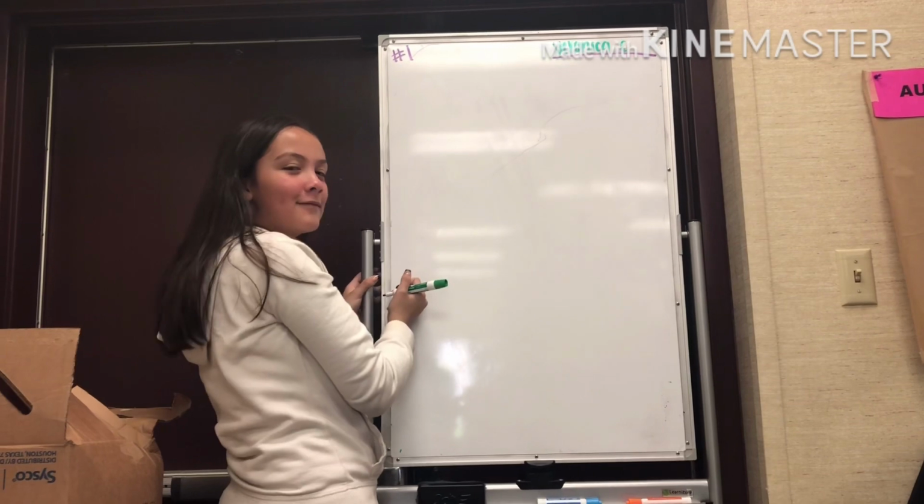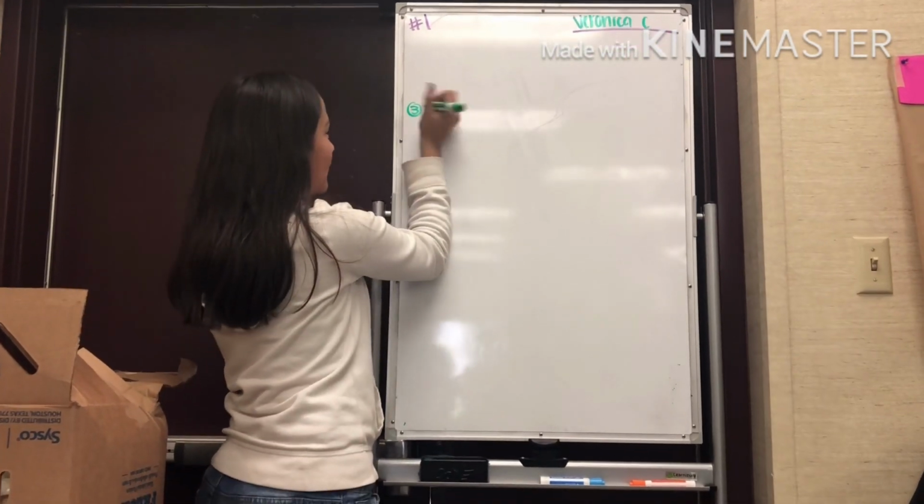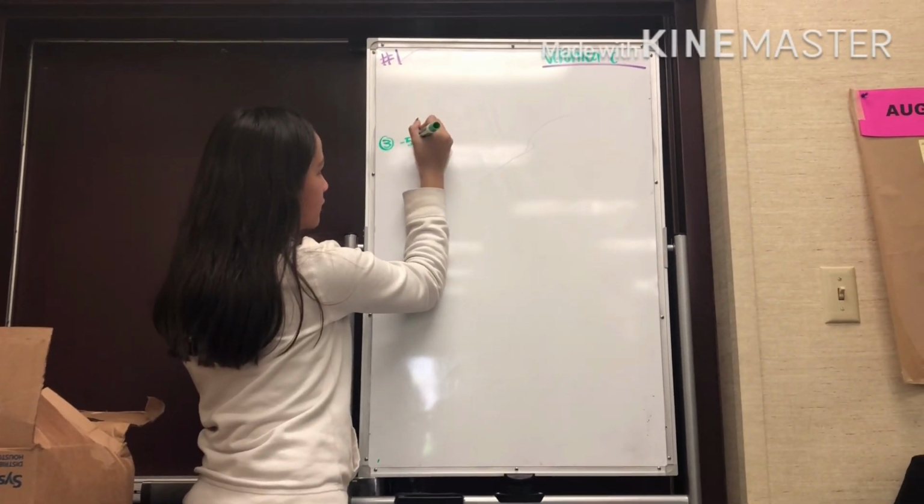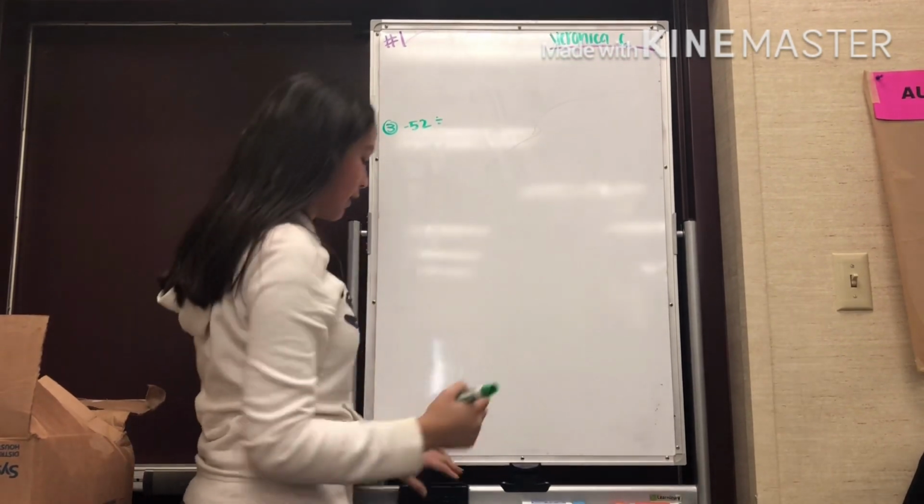Third way you could do this is negative 52 divided, oh no, that's too tiny.